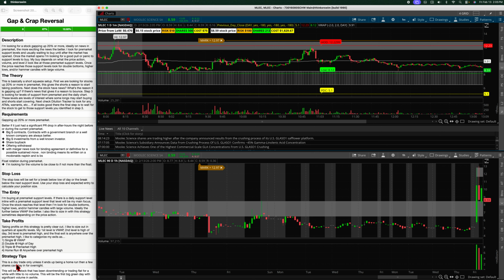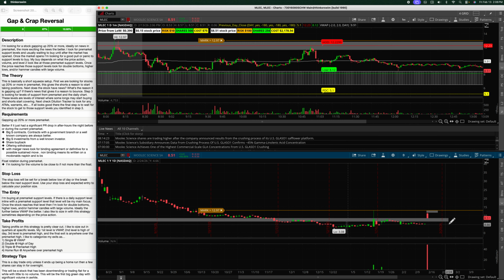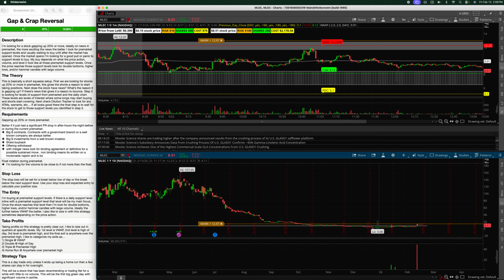Strategy tips. This is a day trade only. Unless it ends up being a home run, then a few shares can stay in for overnight. This will be a stock that has been downtrending or trending flat for a while with little to no volume. This will be the first big green day with significant volume. So you can completely see all of that right here on the daily chart, right? It's been trending down, trading flat. We got huge volume and a gap up. This is my gap and crap. This is what starts my whole process.